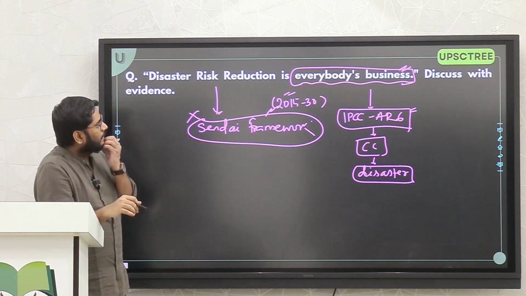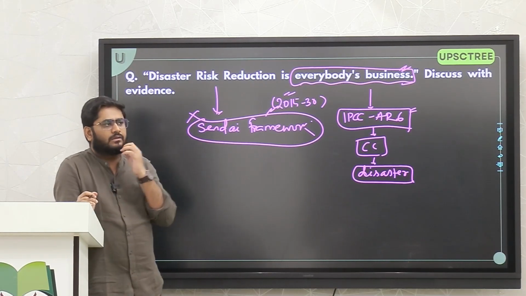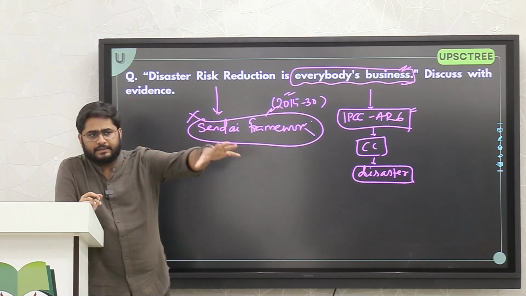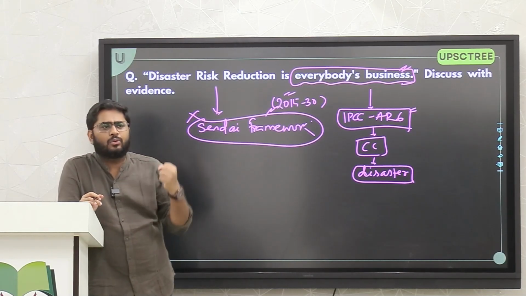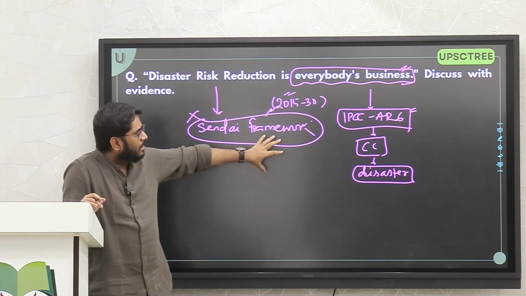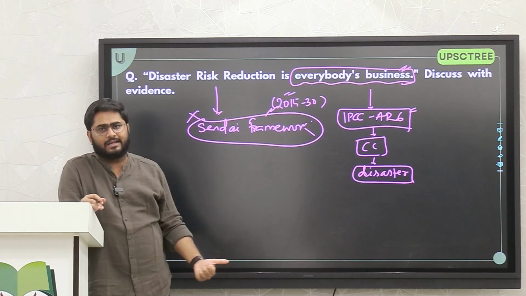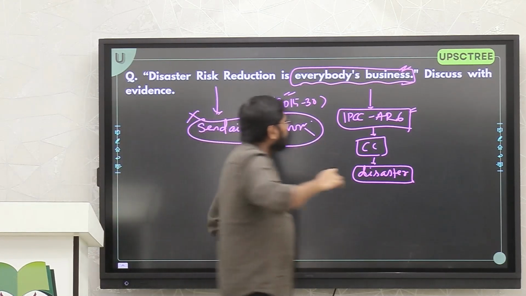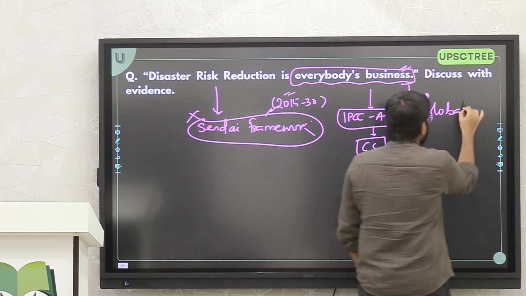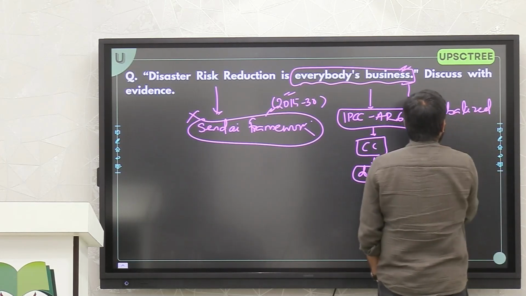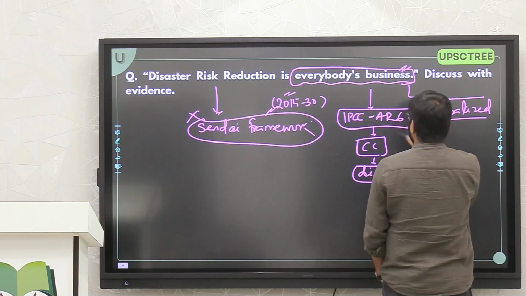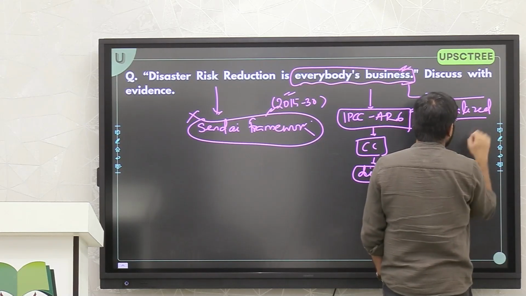Because for a country like USA, or a country like China, who are economic behemoths, still if disaster happens, will it affect them? Yes, definitely. One of the reasons why it is everybody's business is that we live in a hyper globalized world, and any event that is happening in any part of the world is going to affect the rest of the world.